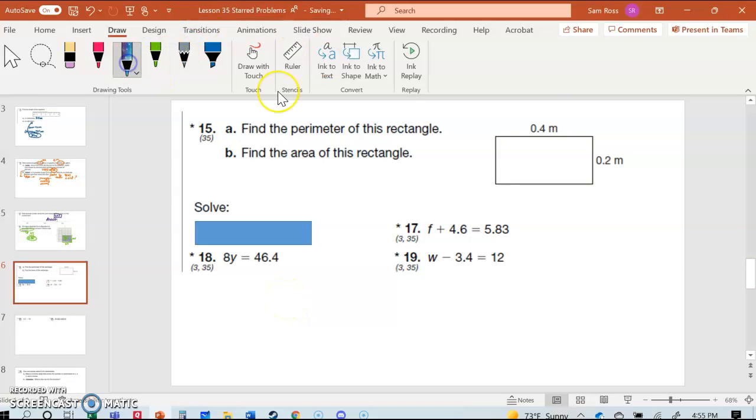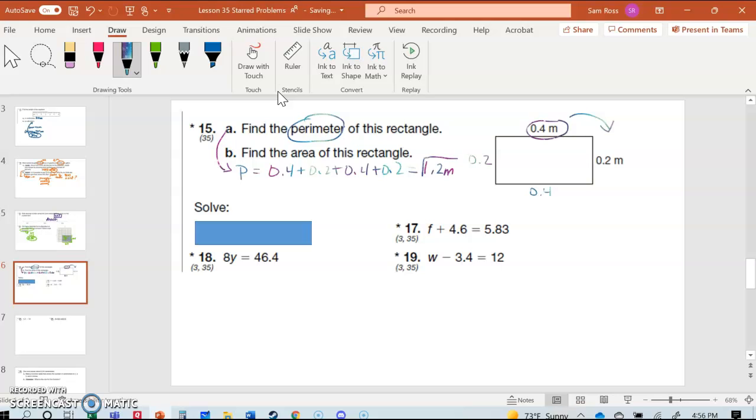All right. Find the perimeter, so that's around the outside, of this rectangle. So if that's 0.4, that's 0.4, and if that's 0.2, that's 0.2. So my perimeter is equal to, and what I like to do is start at one place and go around, or else I'll get lost in the process. 0.4 plus 0.2 plus 0.4 plus 0.2 is equal to, let me look at my calculator, 1.2. What is this in meters?